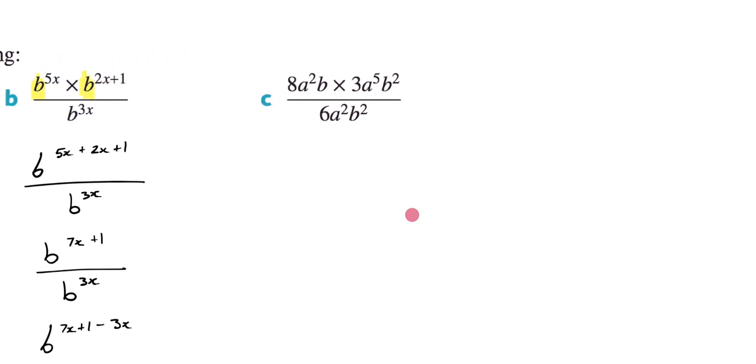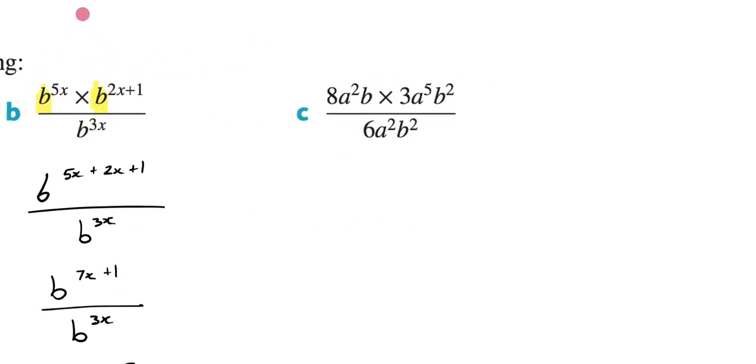All right, and let's now come to C. So with C, I'm going to do the same thing. I'm first going to use my index law 1 and do some adding together of indices. So 8 by 3, that's going to be 24. And then I have a squared and a^5. I'm going to add together those indices, which will give me 7. And then I'll add together the indices over my b, which will give me 3. Then I'm going to divide that by 6a²b².